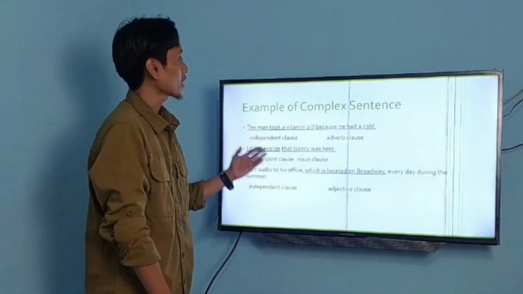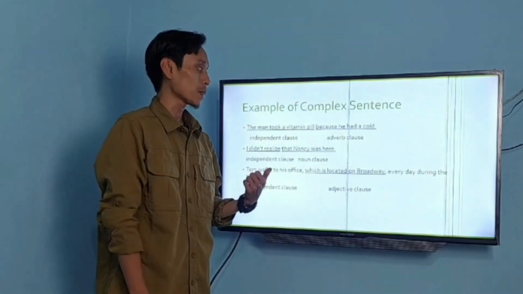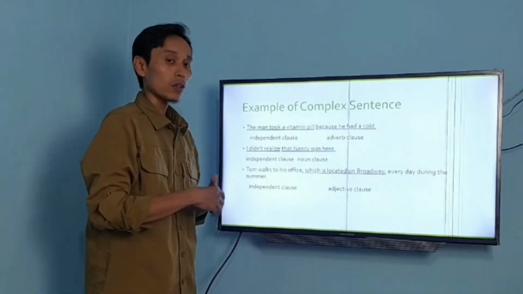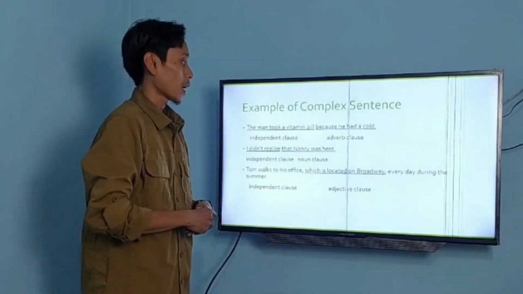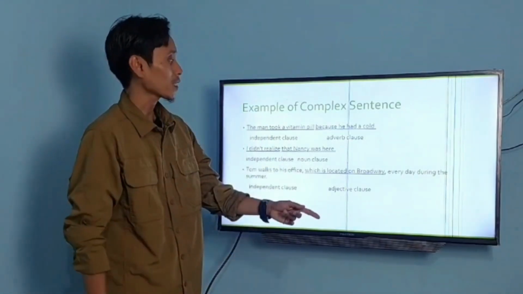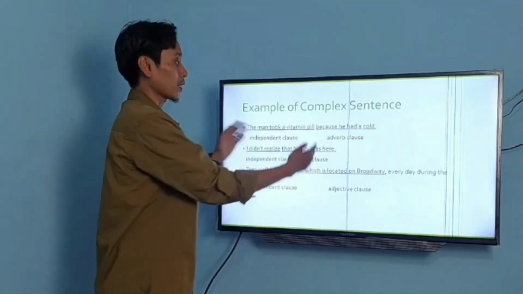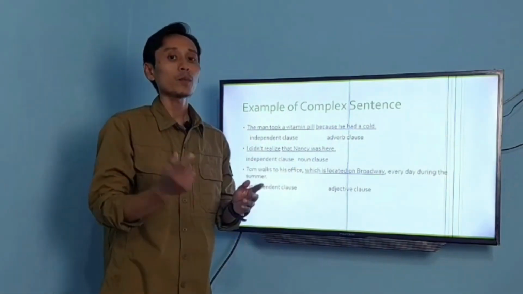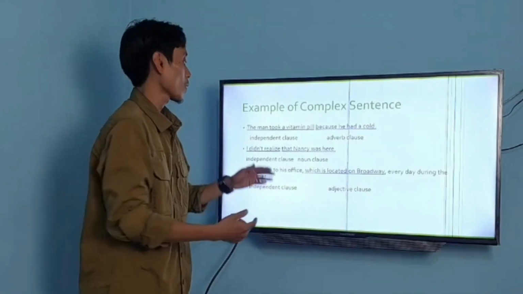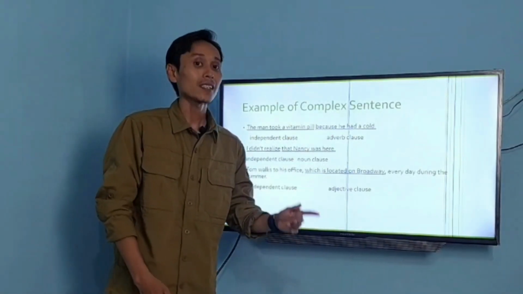Next, we're gonna talk about complex sentences. Example, the man took a vitamin pill because he had a cold. The man took a vitamin pill, we call this one an independent clause. And we continue with the next explanation, he had a cold. Before we connect the sentences, we have to put because as an adverb clause giving the reason why this man took a vitamin, because he had a cold.